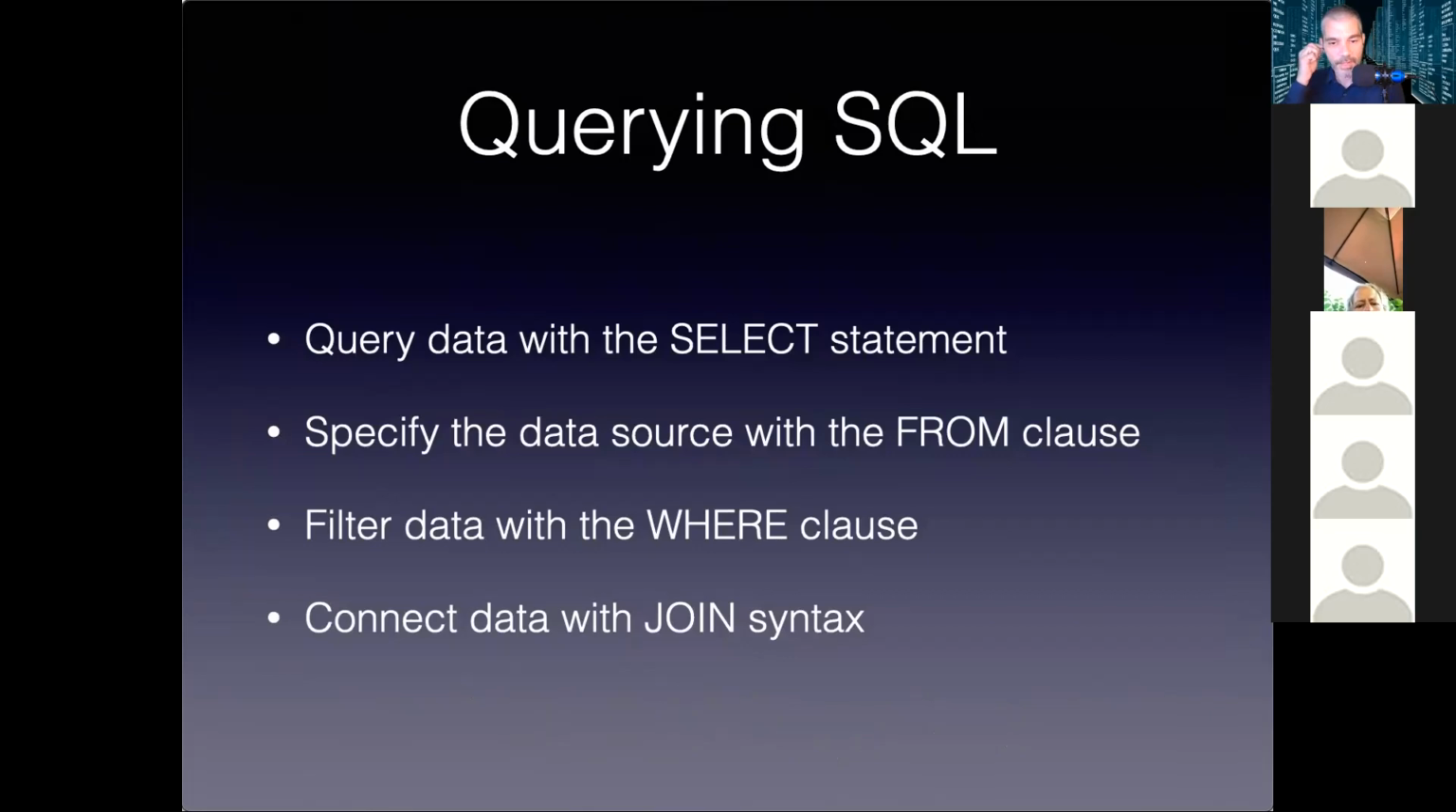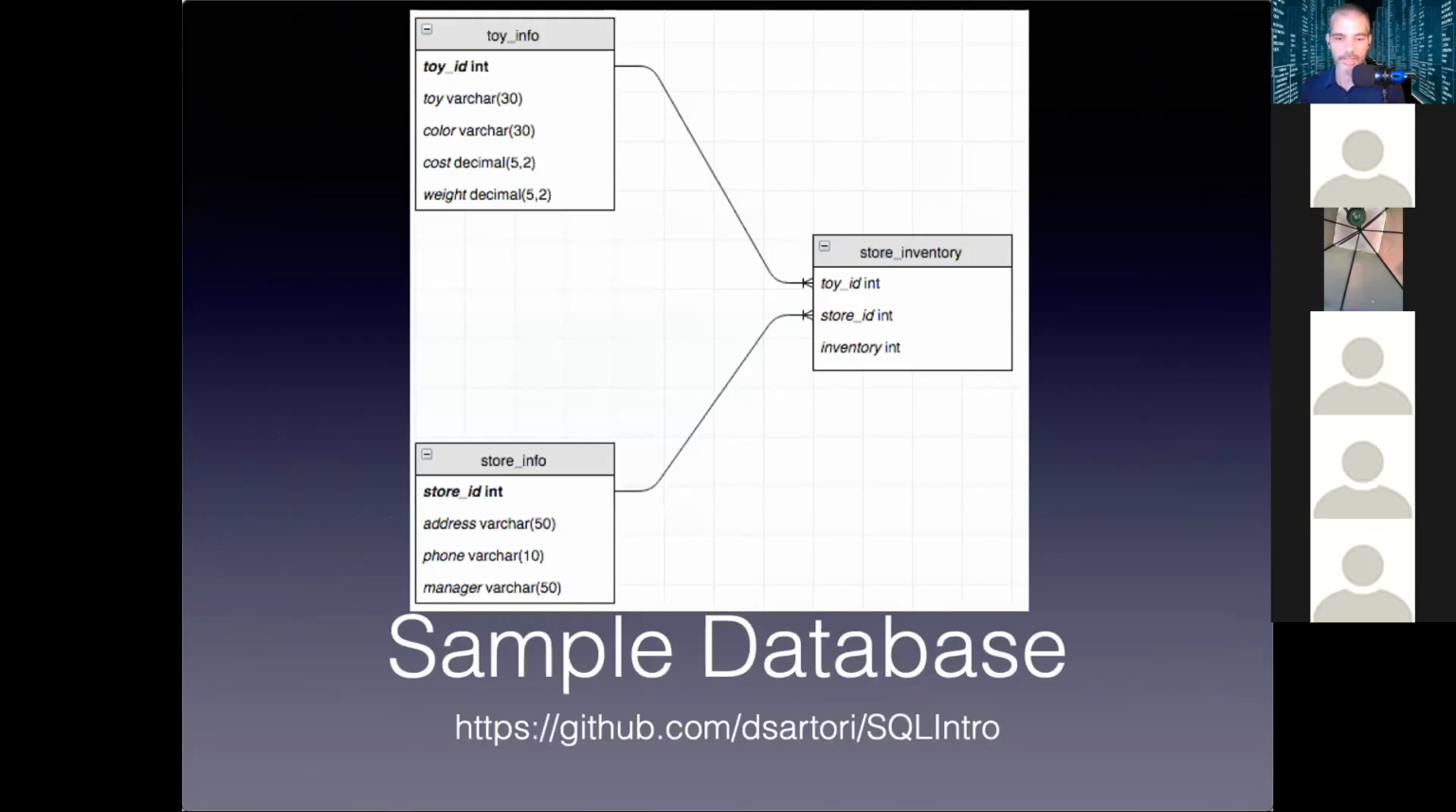We identify the specific columns of information we want in the select clause. Then we specify the source of data that we want to query with the from clause. We filter data with the where clause, and we connect data with join syntax. Okay, those are the four basic parts of an SQL query that you need to be able to do anything very effective. This is a good time for us to take a look at our sample database.